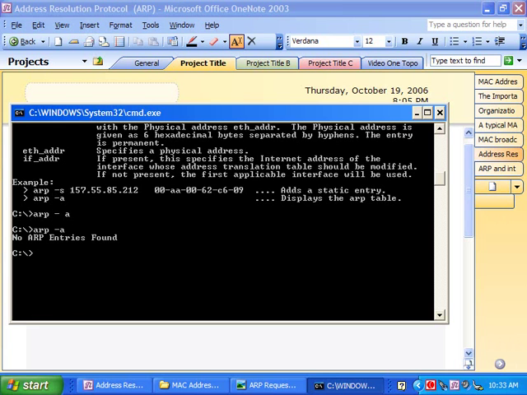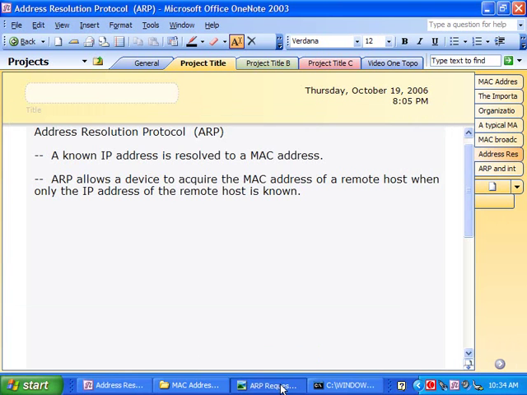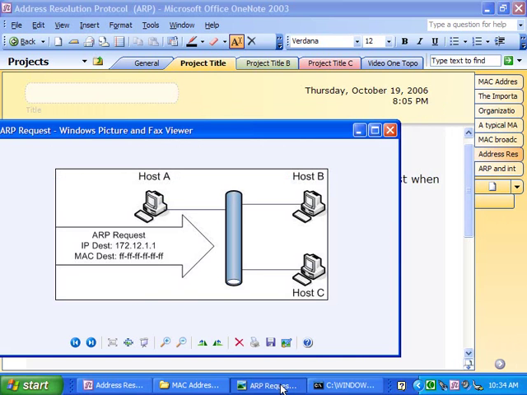So right away, if this were host A, it would first look in its own ARP cache and say, hey, I don't have any ARP entries at all. I don't have a mapping for that. So I better send an ARP request out. And that's exactly what happens here.